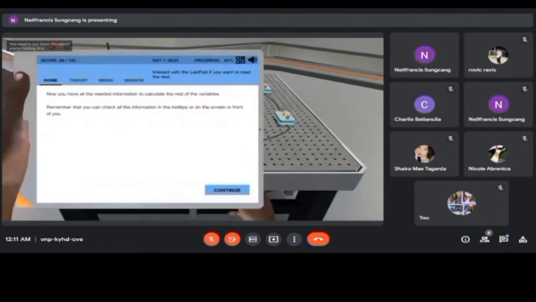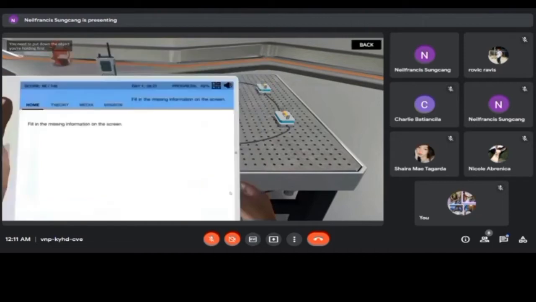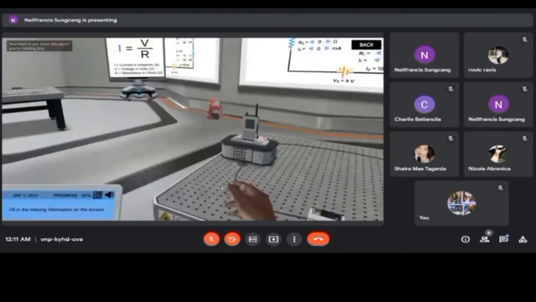Now you have all the needed information to calculate the rest of the variables. Remember that you can check all the information in the tooltips or on the screen in front of you. Fill in the missing information on the screen.